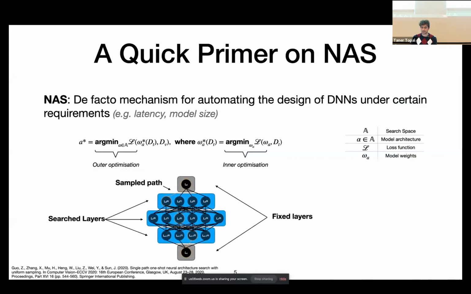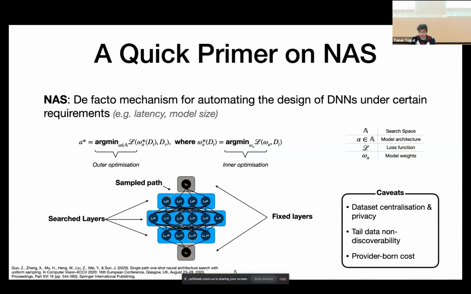And more relevant to what we're doing, there is a technique called single path one shot NAS that is effectively sampling paths over layers, where you have layers that might be fixed, or you have layers that have certain choices that you can pick from. And this shapes effectively a search space.